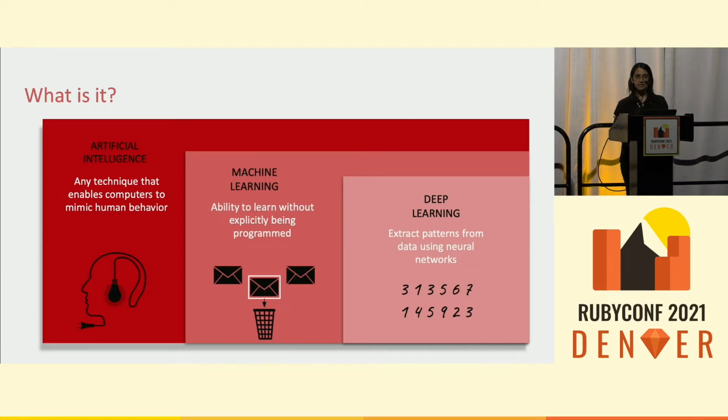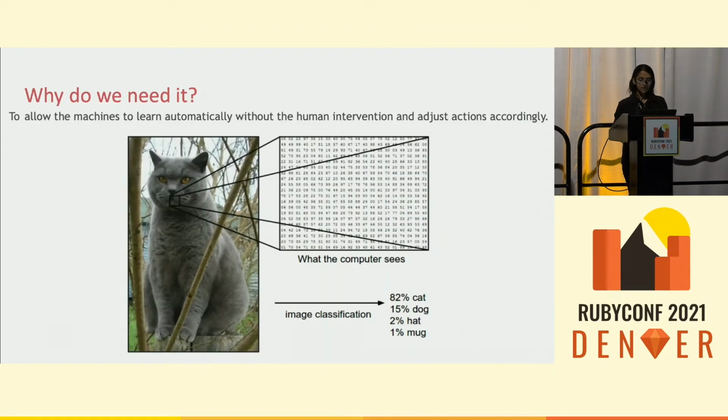Let's say you have a website and you want to determine whether the credentials being entered on that website are from a legitimate user versus an illegitimate user. So that's a possible application: fraud detection. And deep learning is again a subset of machine learning, where you don't explicitly train your models, but the models themselves learn and extract the patterns from the data using neural networks. But why do we need it? To allow the machines to learn automatically without human intervention and to adjust the actions accordingly.